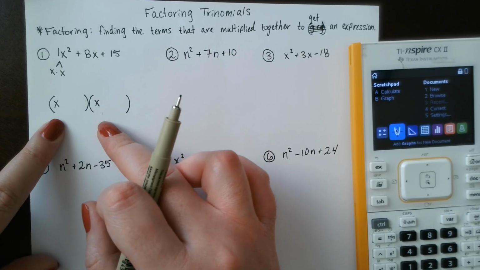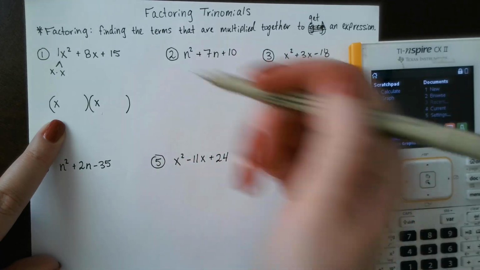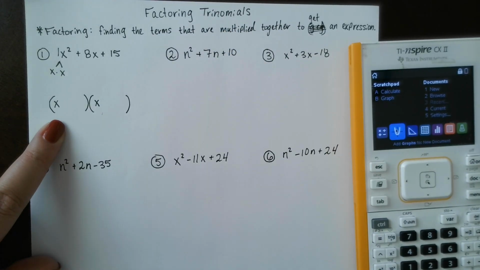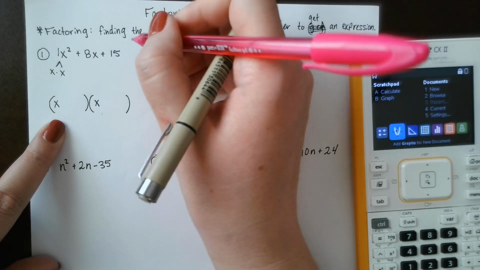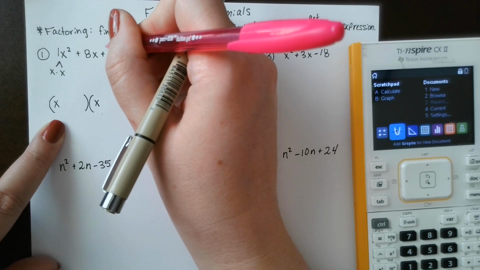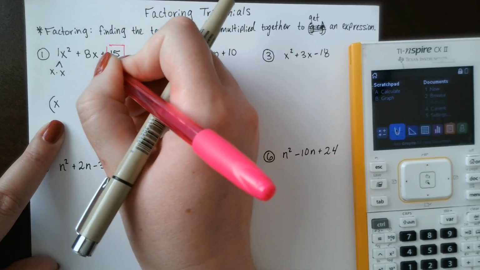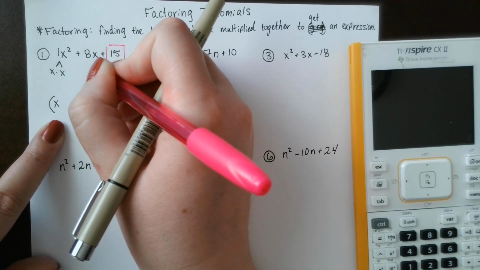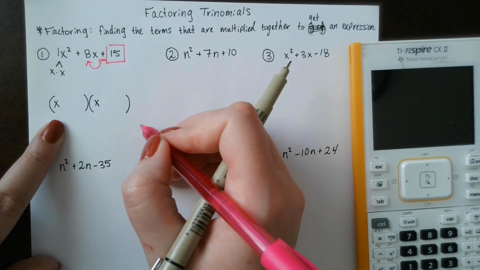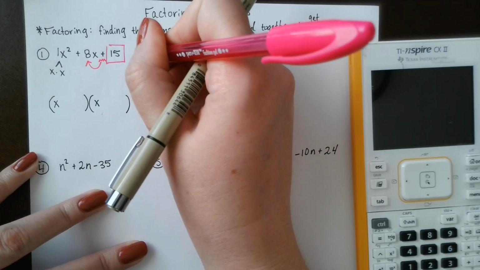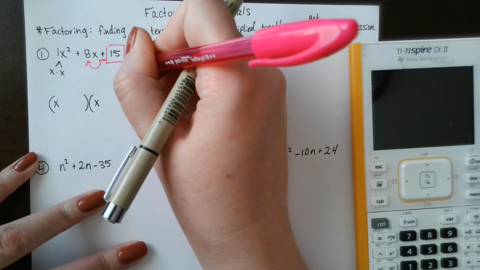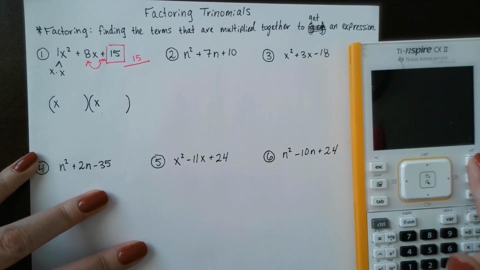But now we have to start thinking, and we have to do this process where we find factors of 15 that add to give you a positive 8. So this is what I'll do. I'm going to make a list of all the factors of 15.